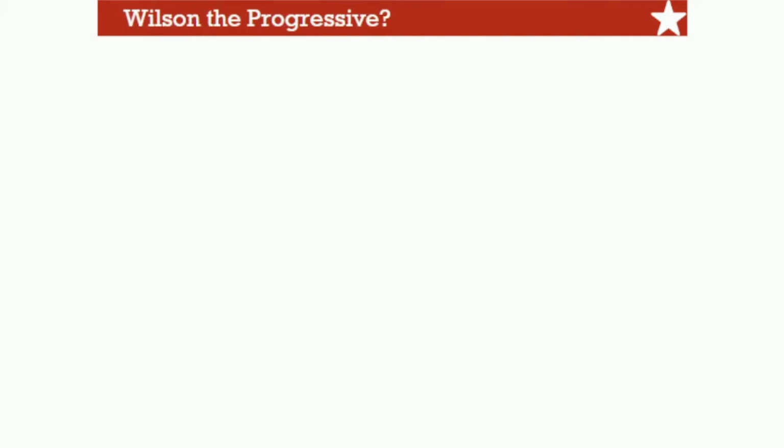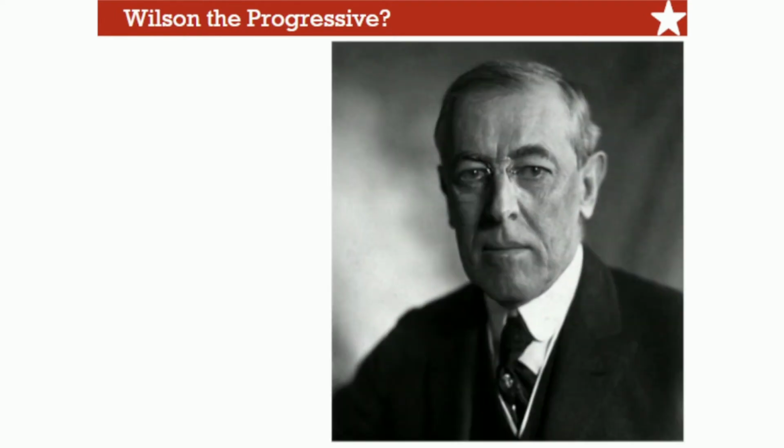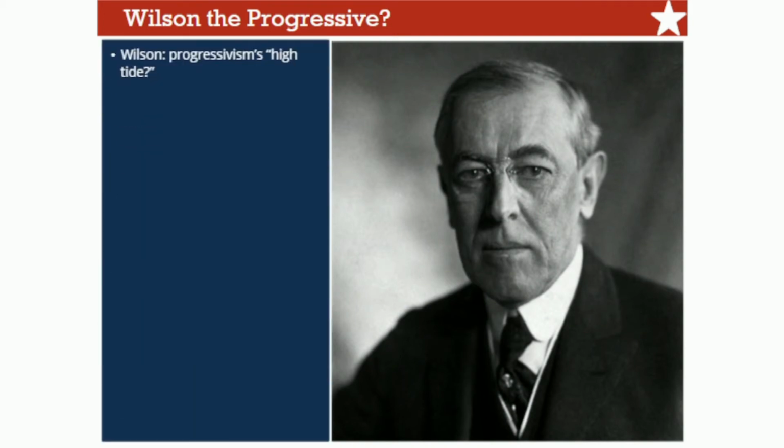With his successful reforms of the tariff and the banking system, combined with new antitrust measures, Woodrow Wilson seemed to some Americans like the most successful progressive president yet. Some credit Wilson with presiding over the high tide of progressivism, the moment when the movement reached its highest level of success. But the legacy of Wilson as a progressive is more complicated.